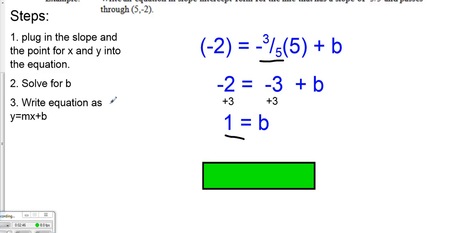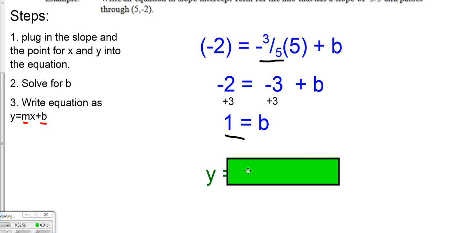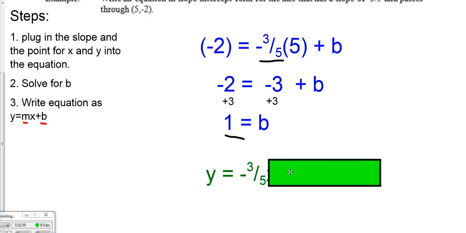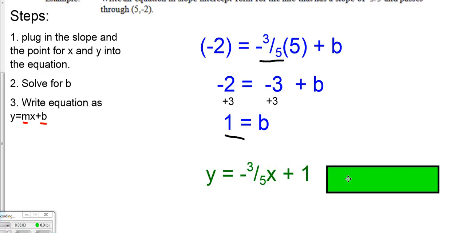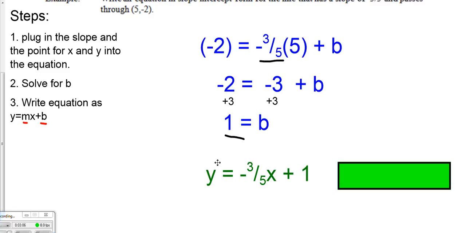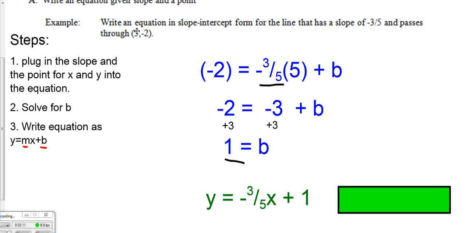So now we just rewrite our equation as y equals mx plus b, making sure to put in actual numbers for m and b. So here's our y equals m, which was -3/5, times x, plus whatever our b value was. So it'd be 1 in this case. So this is the equation then. It has this slope, and we can plug this point in here, and it would work. If we were to graph this on a coordinate grid, this line would for sure pass through this point.